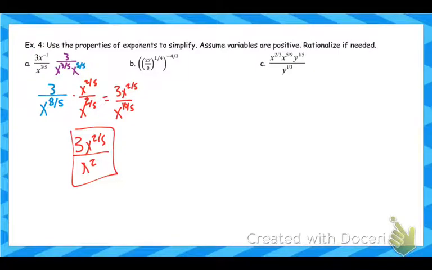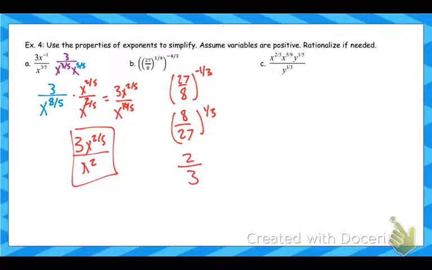All right, looking at b. b, we have a power to a power. And when we have a power to a power, we multiply those exponents. So this would be 27 over 8. And then I'd multiply those exponents. So 1/4 times negative 4/3 gives me negative 1/3. Now, negative 1/3, we're going to actually evaluate that. Negative exponent, I flip my fraction. And then I'm going to take the cube root of both those things. Well, the cube root of 8 is 2. The cube root of 27 is 3.